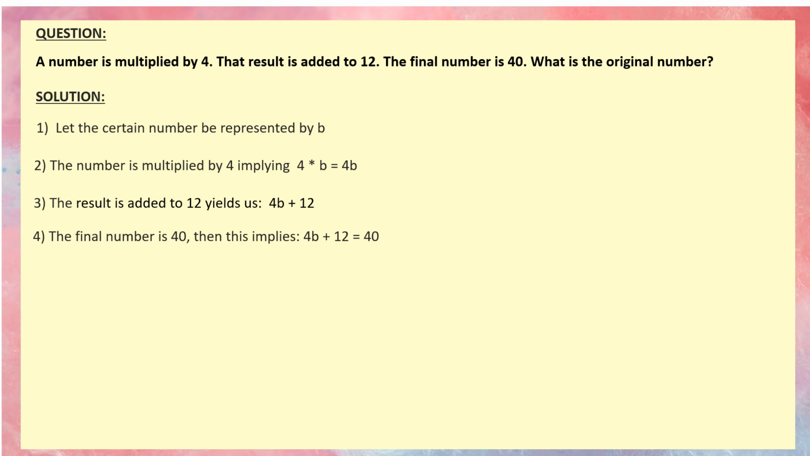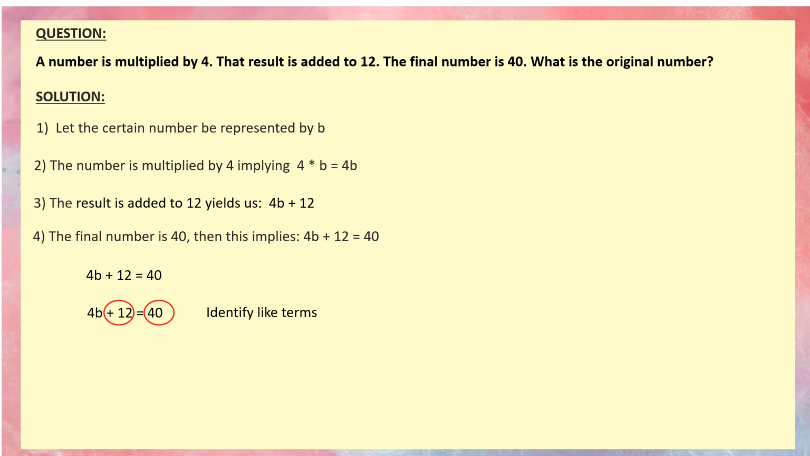So we just recap. What we first did is to let the certain number be represented by a variable, in this particular case b. The question says it's multiplied by 4, and that's why we have 4b, number 2, and then 12 is added. It's simply 4b plus 12, and that final result gives us 40. So we're saying 4b plus 12 is 40, and we're going to be solving the equation 4b plus 12 is 40. So one of the first things we'll do is to identify the like terms.